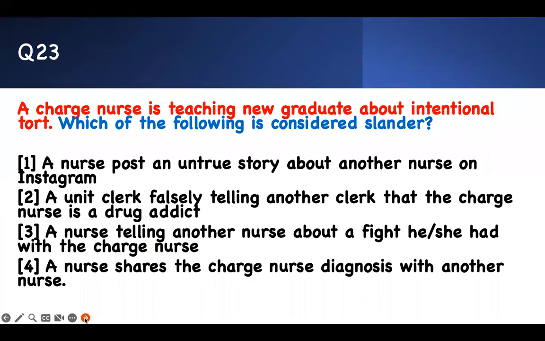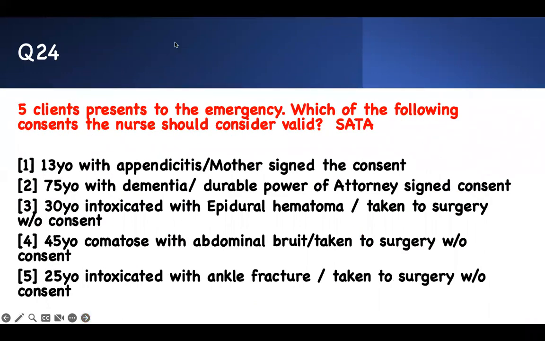Pay attention to the way questions are said. And then you see that it's easy to pick an answer. Select or apply. Five, client present to the emergency room. Which of the following consent should the nurse consider valid? It's the opposite that we show. So, validity.